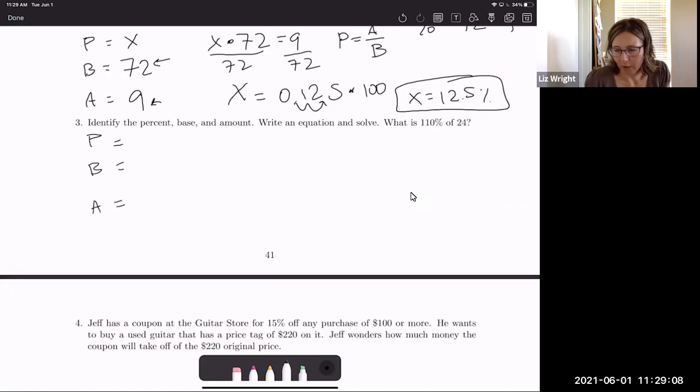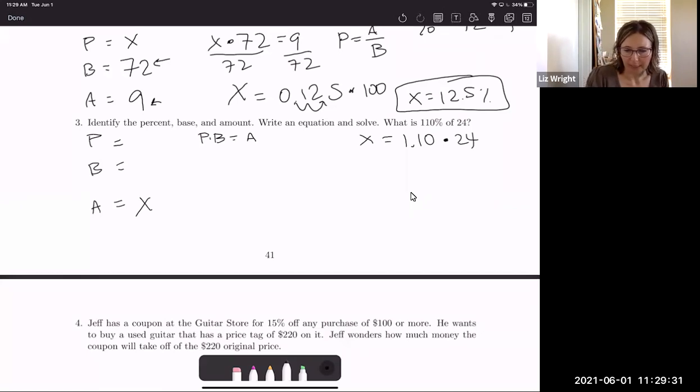It says write an equation and solve. What is 110%? I'm going to change that into decimal, 1.10 of 24. So this time the amount is my unknown, because again, it's PBA. So not PBJ, but PBA, P, B and A.